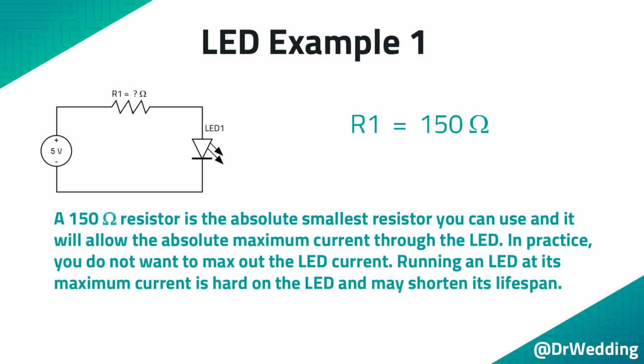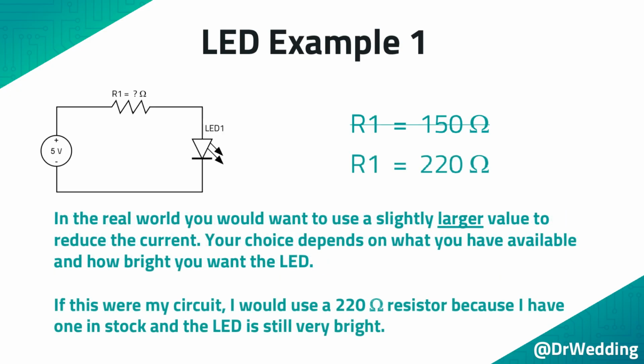A 150 ohm resistor is the absolute smallest resistor you can use, and it will allow the absolute maximum current through the LED. In practice, you do not want to max out the LED current. Running an LED at its maximum current is hard on the LED and may shorten its lifespan. In the real world, you would want to use a slightly larger value to reduce the current. Your choice depends on what you have available and how bright you want the LED. If this were my circuit, I would use a 220 ohm resistor because I have one in stock and the LED is still very bright.